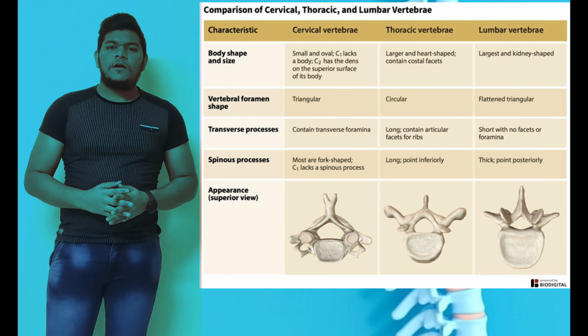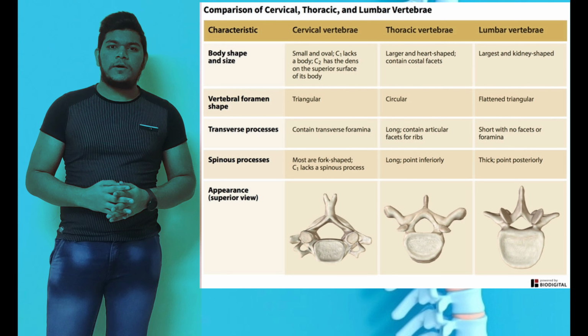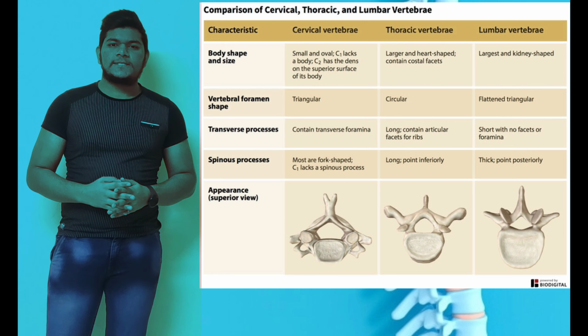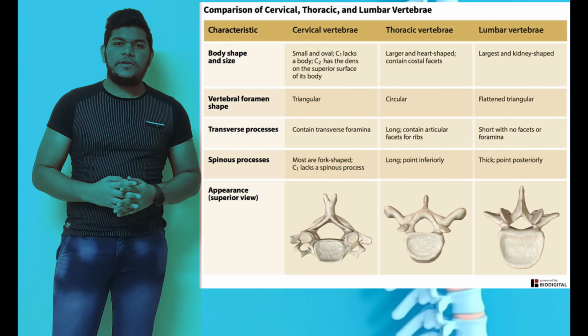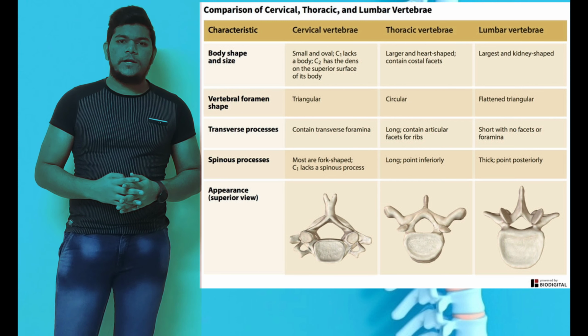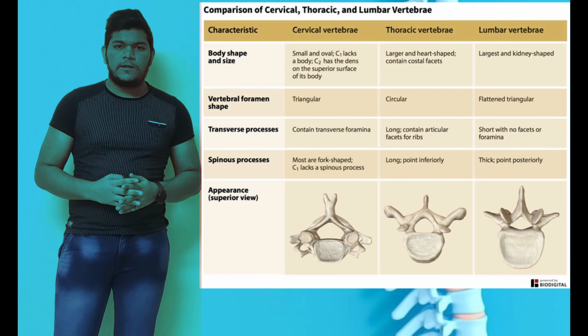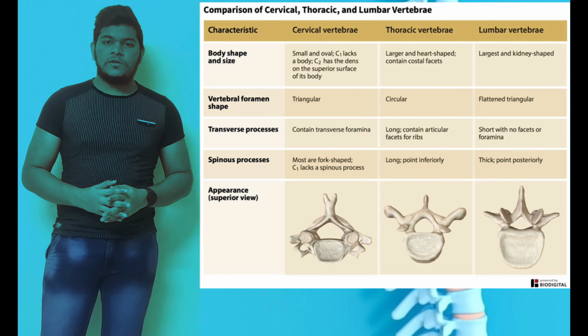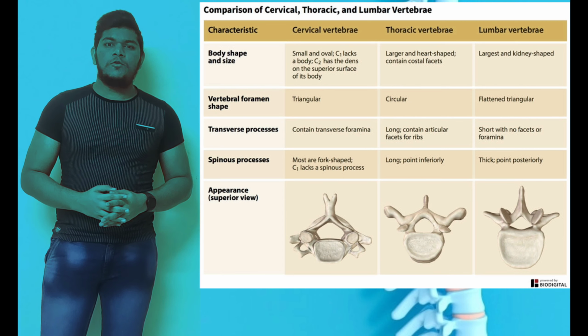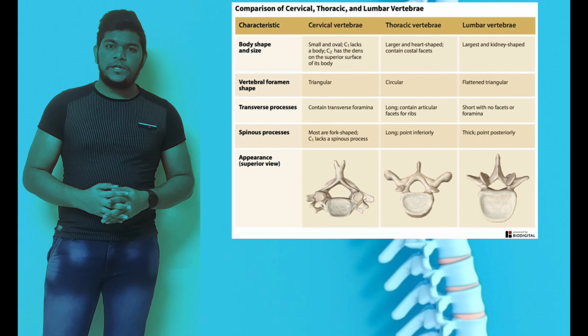Spinous processes. In cervical, most of them are fork-shaped. C1 lacks a spinous process. In thoracic, they are long and point inferiorly. In lumbar, they are thick and point posteriorly. As you can see, the appearances of cervical, thoracic and lumbar vertebrae are shown in a superior view.